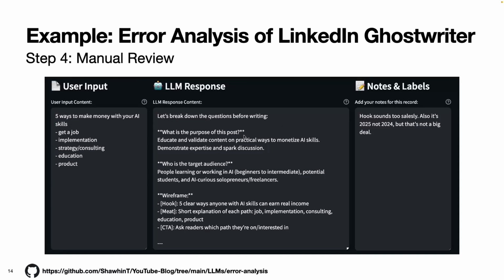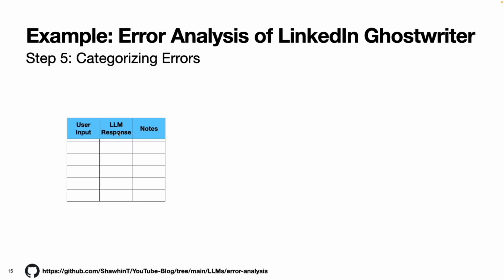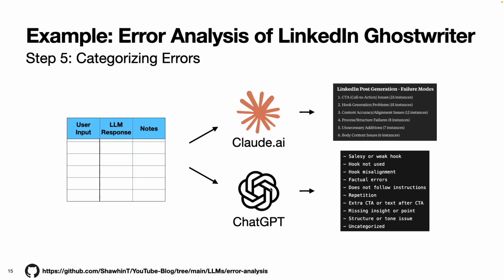Going through all 49 posts took me about 90 minutes, but by the end of that, I went to step 5, which is categorizing the errors. So we have all these open-ended notes, unstructured qualitative insights about the model's mistakes. Now we need to make this more structured. And so the way to do that is I exported the CSV of the user input, LLM response, and my open-ended notes. And then I actually gave them to Claude and ChatGPT, and they came up with some categorizations.